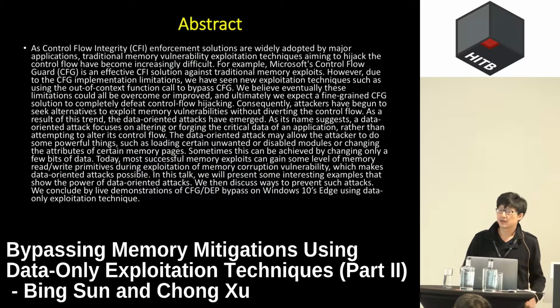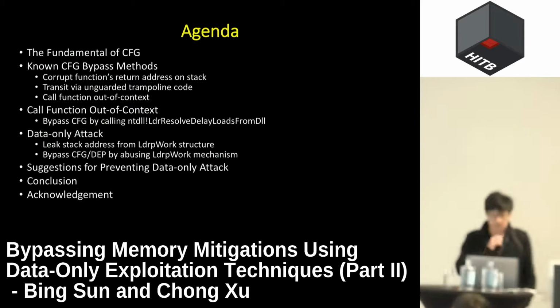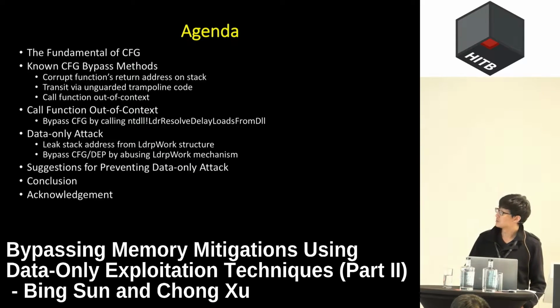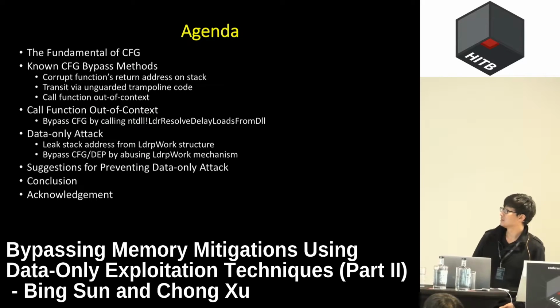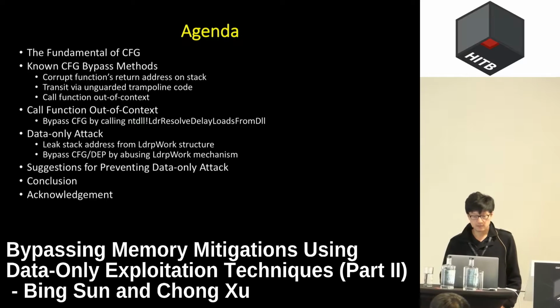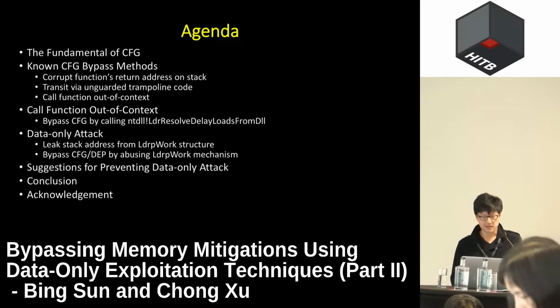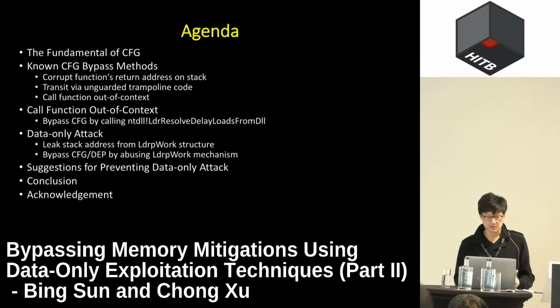Now we're going to skip the abstract. The agenda. First of all, I will start by introducing some background information about CFG and CFG bypass, which includes corrupting functions, return address on stack, transit via unguarded trampoline code, and call function out of context. Then we'll use a pretty complex example to illustrate one of the commonly used CFG bypass methods, call function out of context.